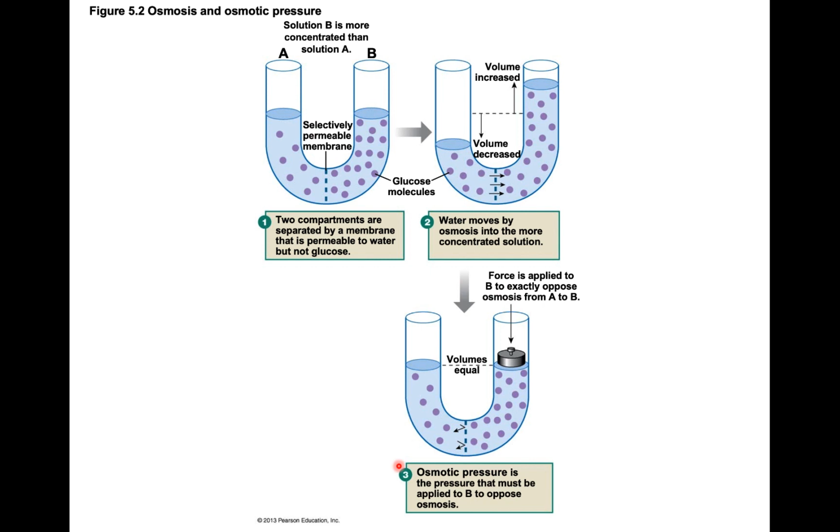Now here is where we start talking about osmotic pressure. Pretend you had a force applied to side B. You had a little rubber stopper put into the side B of the U-tube. This rubber stopper would have to push down with enough force to prevent osmosis from taking place. The amount of pressure that you have to apply to resist osmosis from happening is called the osmotic pressure. It is the pressure required to oppose the movement of water.